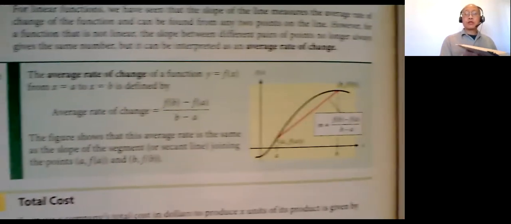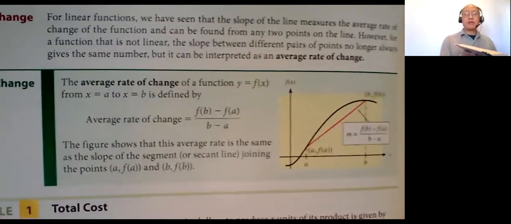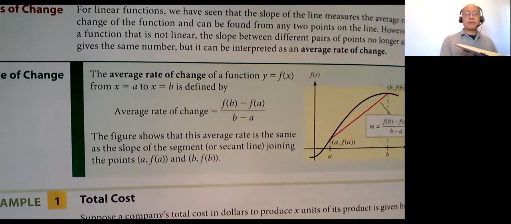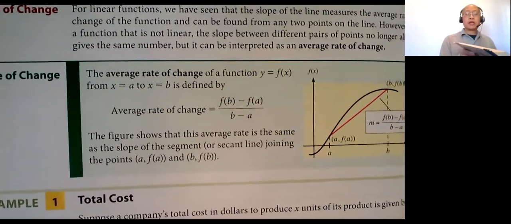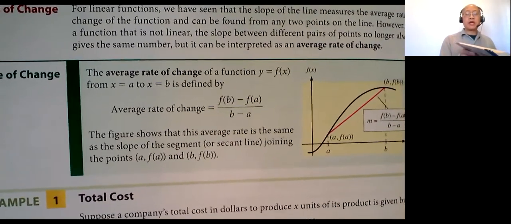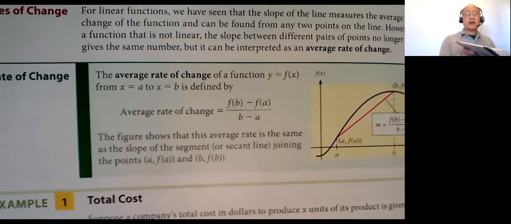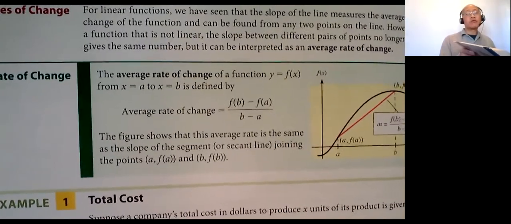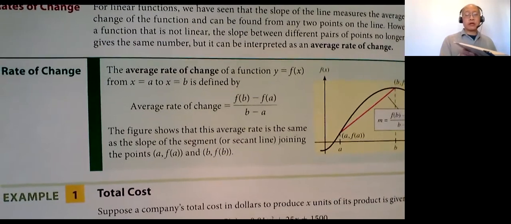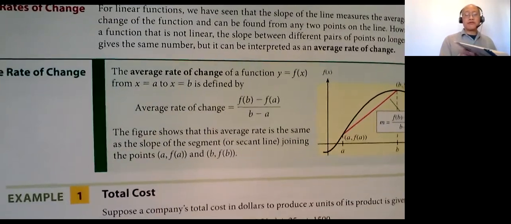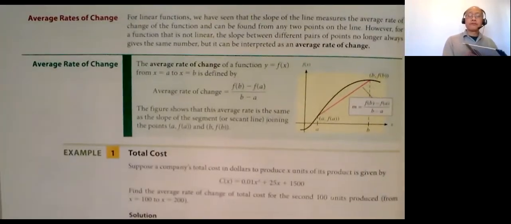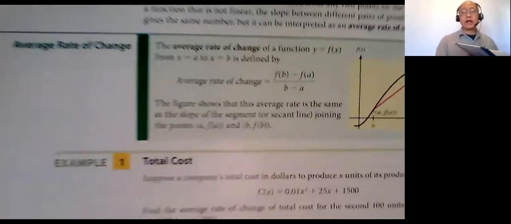Okay, so you have a function, f of x, going from x equals a to x equals b. Average rate of change is f of b minus f of a divided by b minus a. Folks, it's basically y2 minus y1 divided by x2 minus x1. They're going to give us a function, and I'll show you how all this works. And the quiz will be just like that.